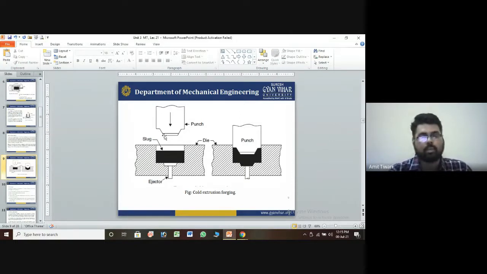So in the cold extrusion process, this section is converted into this section on the right-hand side, because forces are applied in the downward direction. The force is applied on the slug portion, and the slug transfers the force in the same direction and converts the material into the desired shape of the design. So whatever design you want, that shape will be obtained. These are some diagrams related to cold extrusion forging, and it is easy to understand and easy to fabricate.